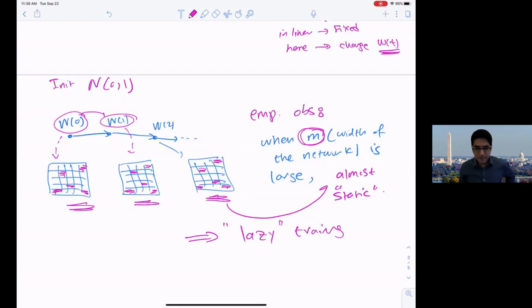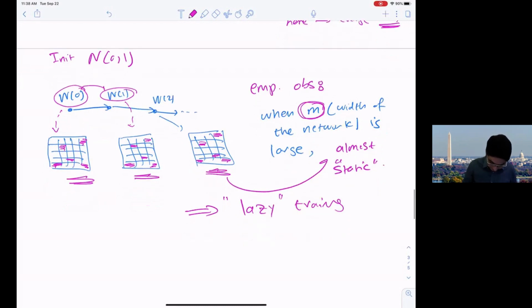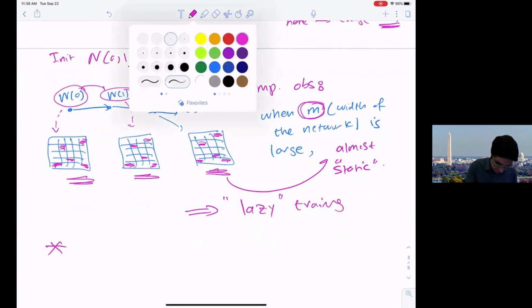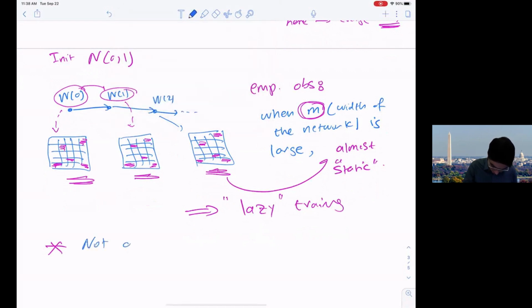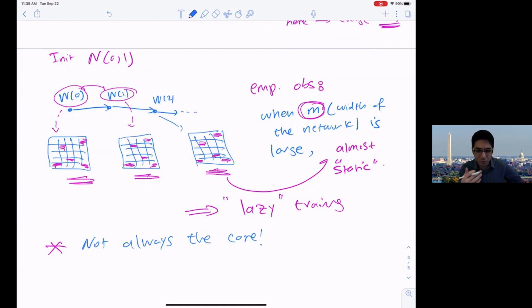I want to emphasize again that this is not always the case. Especially if your M is relatively small, you will see changes. And sometimes even if your M is large, you may still see these changes. So it is not always the case, but in some regimes, we observe that these weight matrices are pretty close to each other, so they are roughly constant.